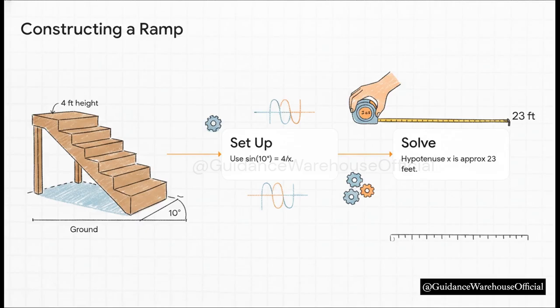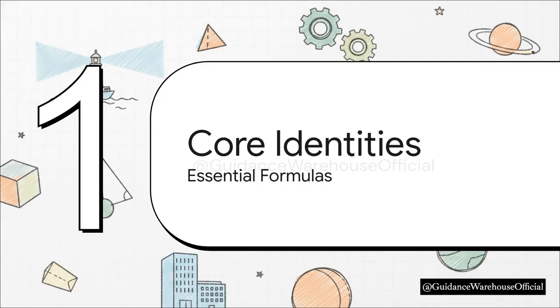Imagine a builder constructing a wooden ramp to a staircase that's 4 feet high. The ground angle needs to be exactly 10 degrees. So how long is the ramp? Well, the sine of 10 degrees equals the opposite side, which is our 4-foot height, divided by our unknown ramp length x. By solving for x, the builder mathematically knows the ramp must be exactly 23 feet long. Pretty cool, right? All right, moving on to essential trigonometric identities.